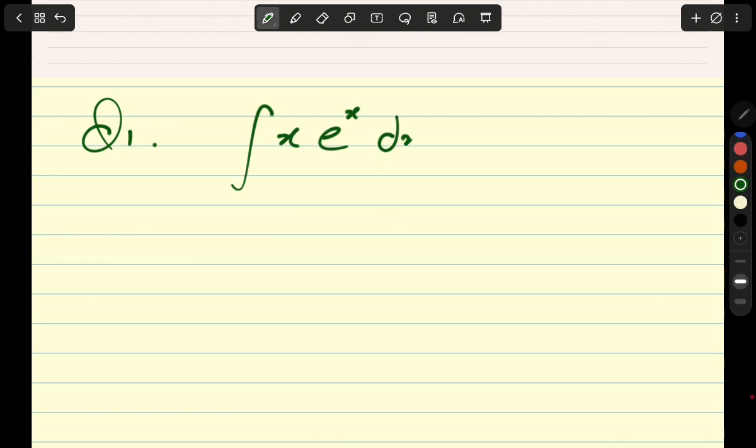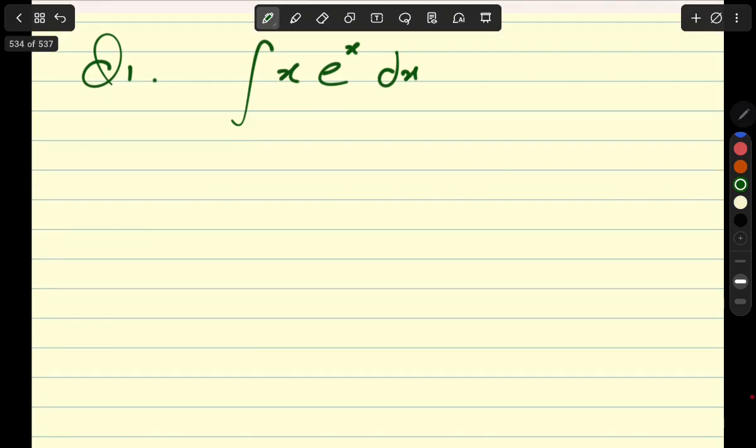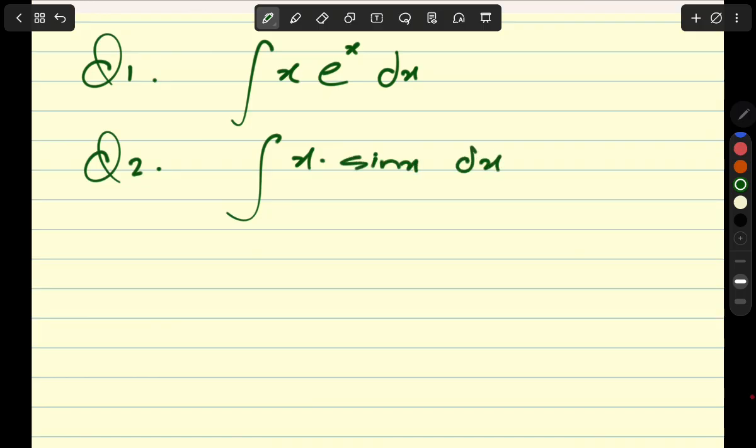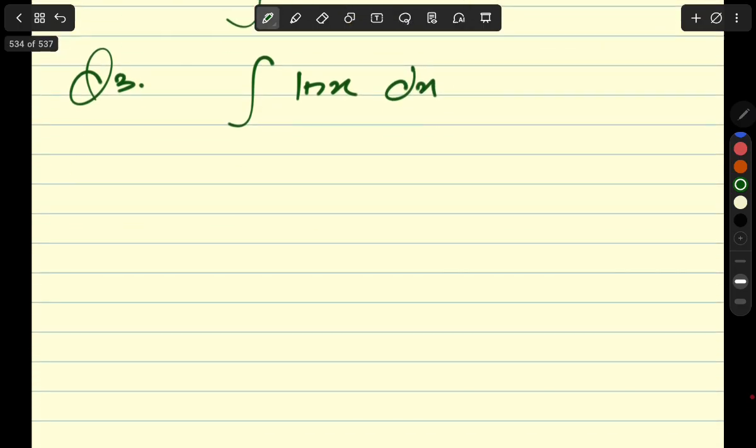Look at these three integrals. Let me write it down for you. So if I ask you to integrate x times e to the power of x with respect to x, how are you going to do it? What if I give you another question? Integrate x multiplied by sine x dx. How are you going to do it? What is the integral of ln x with respect to x? Now, none of them can be solved using substitution.